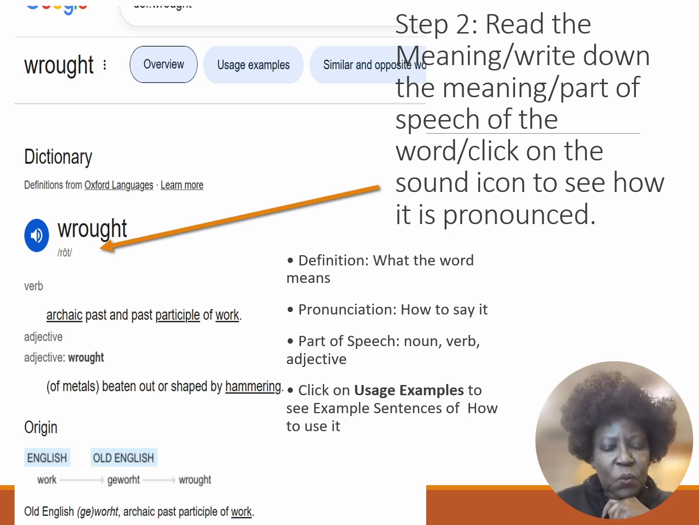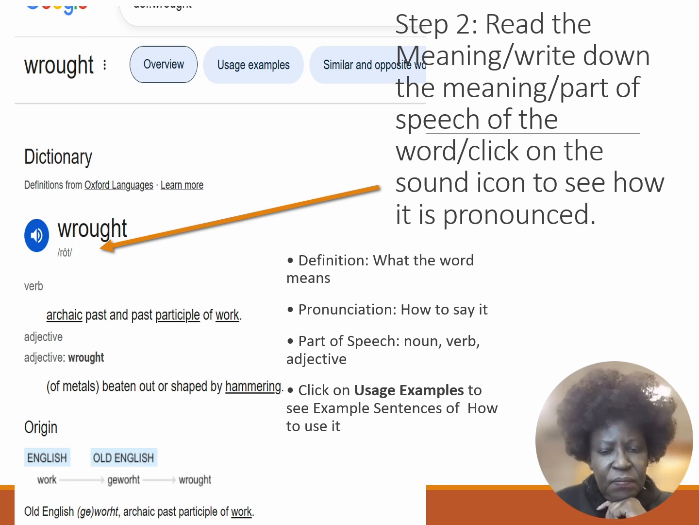What it'll bring up is the word, and a sound icon, that little image right next to the word that you can click on and see how that word is pronounced. It'll also give you the part of speech that that word is represented by. In this case, wrought could be a verb. It could also be an adjective. Okay. And then it gives you the definition. The definition, it says, of metals: beaten out or shaped by hammering.